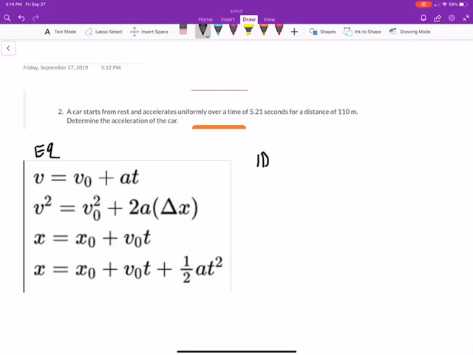So this question says, a car starts from rest and accelerates uniformly over a time of 5.21 seconds for a distance of 110 meters. Determine the acceleration of the car. So a few things. Number one, it mentions it accelerates uniformly. That means it doesn't change. And that's one of the big things with kinematics.